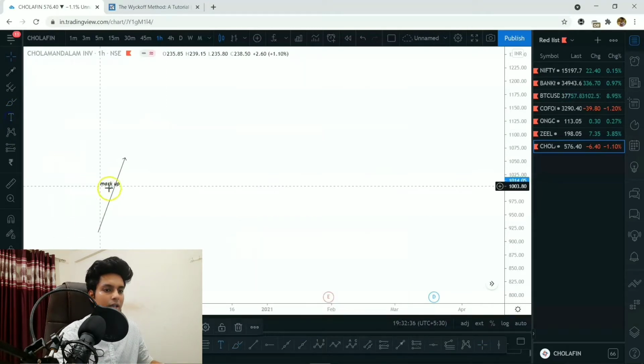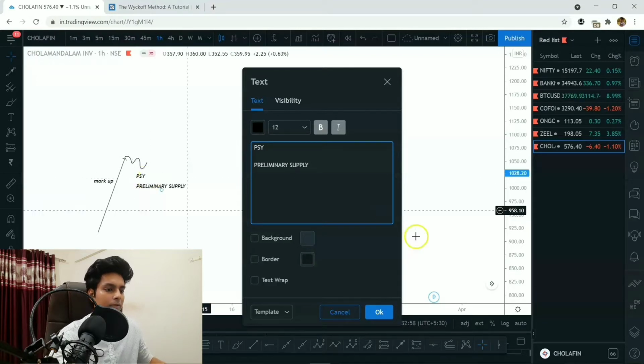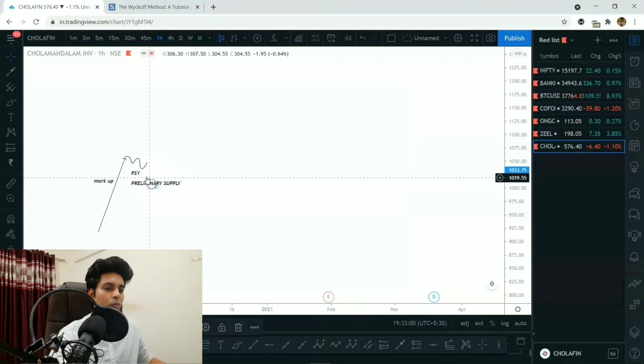So as the prices are going higher, this is what Wyckoff calls markup, and then you will probably see a small retracement. A small retracement is what Wyckoff calls PSY, which is preliminary, I hope this is the right spelling, yeah, preliminary supply. So what does this preliminary supply mean? This is where the profit booking has already started off. This is where the institutions are booking their profits. They are not getting into this particular trade.